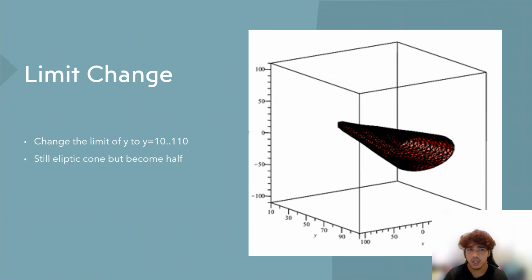So what will happen if we change the limit? I change the limit of y from negative 110 to 110 to a half range. But we still get the elliptic cone, but the elliptic cone becomes half.